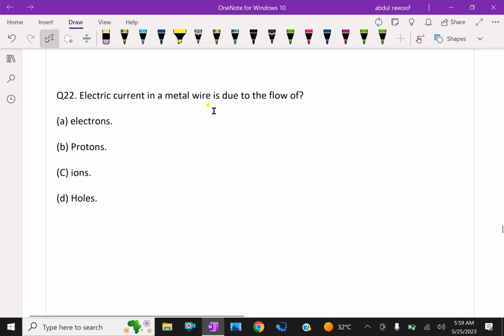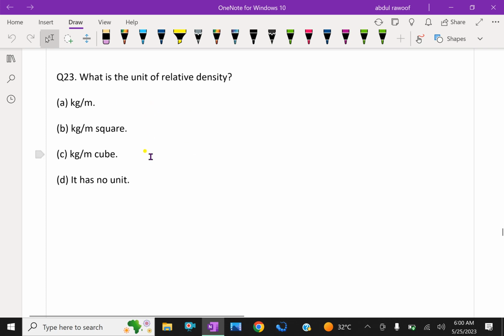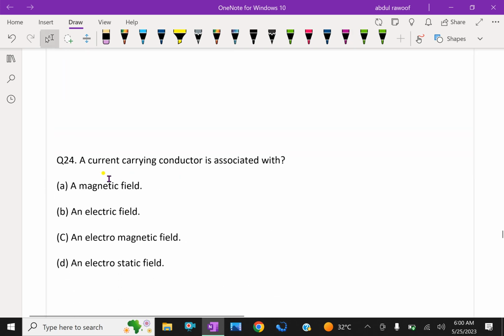Electric current in a metal wire is due to the flow of electrons, protons, ions, or holes. Due to electrons flowing through the wire, there is a current passing. What is the unit of relative density? Relative density has no unit. A current carrying conductor is associated with a magnetic field, an electric field, an electromagnetic field, or an electrostatic field. It is associated with a magnetic field. When a current is passing through a conductor, around it a magnetic field is produced.